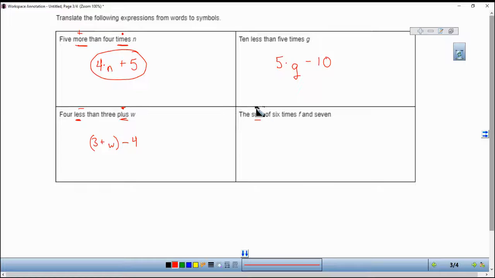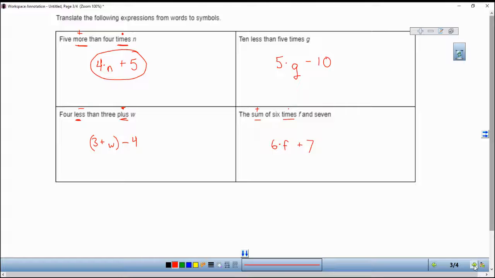Okay, the sum. So sum is adding, times is multiplying, and the "and" kind of means that that's where the adding is going to happen. So the sum of 6 times f and 7, we'll start with the variable. We want 6 times f, and the sum of 6 times f and 7, so we're going to add 7 to that. Okay. So those might seem simple, but you just got to be careful with the ones that have like 4 less or 10 less. And my hint or tip would be to start with the variable. That might help you write the expression.